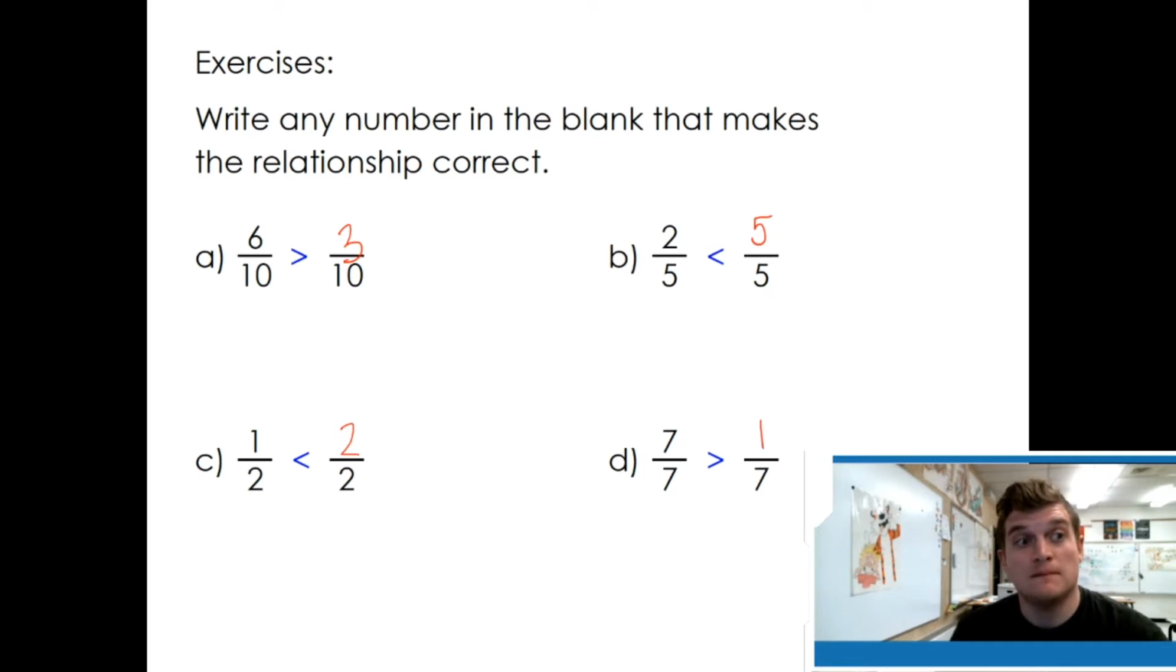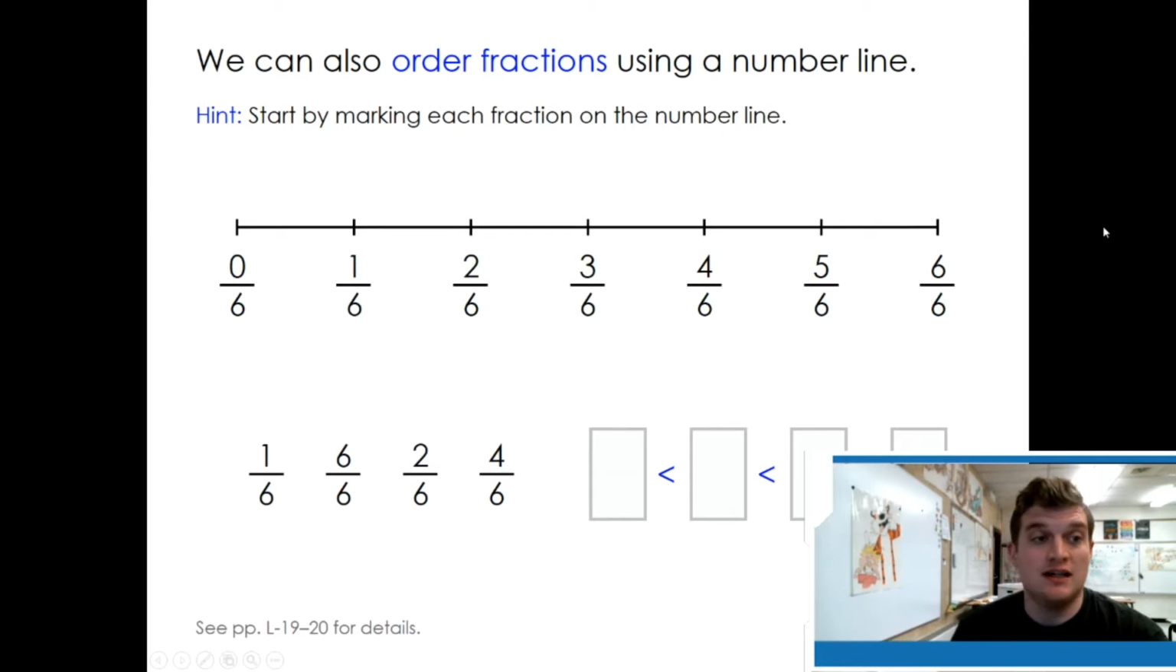Pretty straightforward. We can also order fractions using a number line. Start by marking each fraction on the number line: 0/6, 1/6, 2/6, etc. We need to order these 4 fractions from least to greatest. Well, 1/6 is definitely going to be the least, followed by 2/6. We've got 4/6 and 6/6 left. Well, 6/6 is definitely the greatest, and 4/6 will come before that.